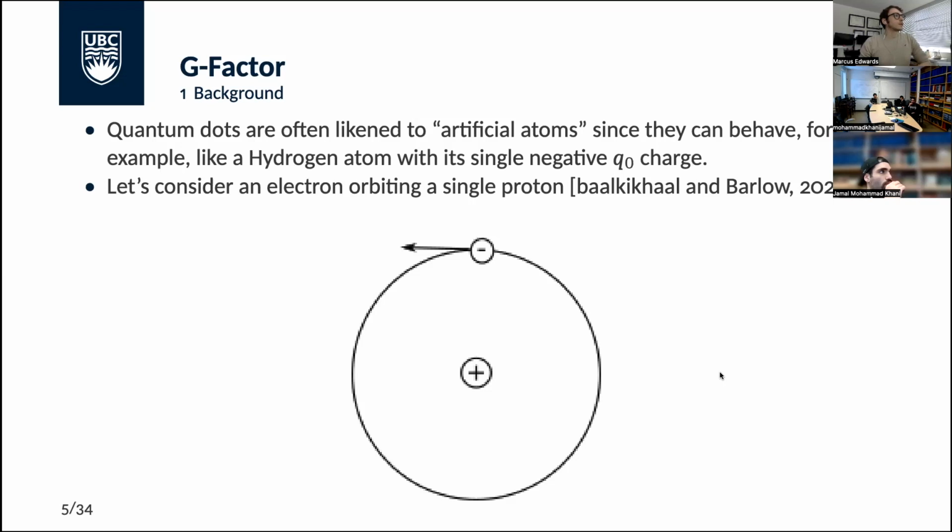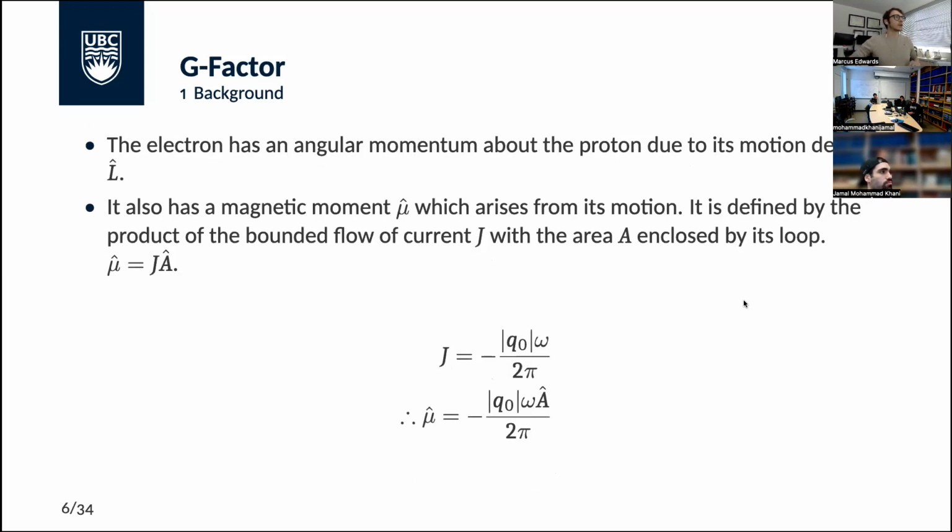Quantum dots are often likened to artificial atoms since they can behave like a hydrogen atom, for example, with a single negative charge. So we'll consider an electron orbiting a single proton since this is analogous. The electron in this picture has an angular momentum about the proton due to its motion, and as we know from quantum mechanics, this is quantized. We also have a magnetic moment, mu, which arises from its motion.